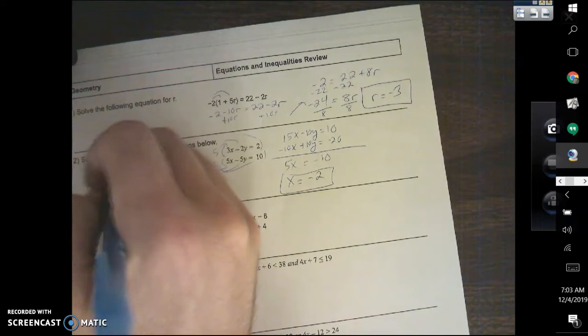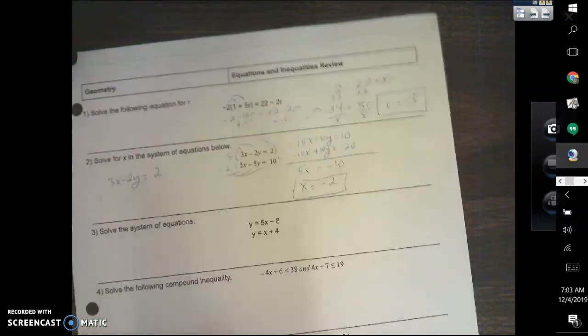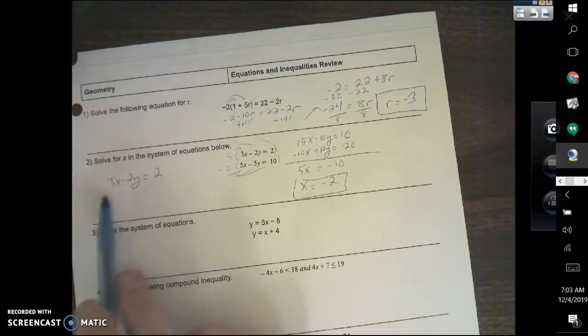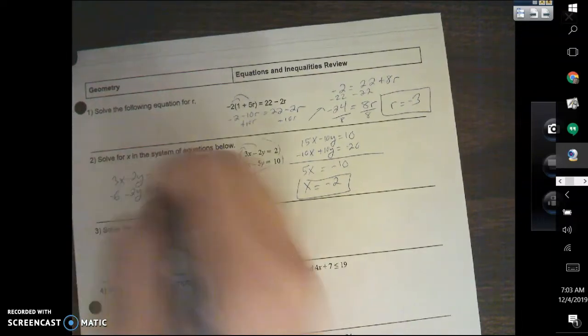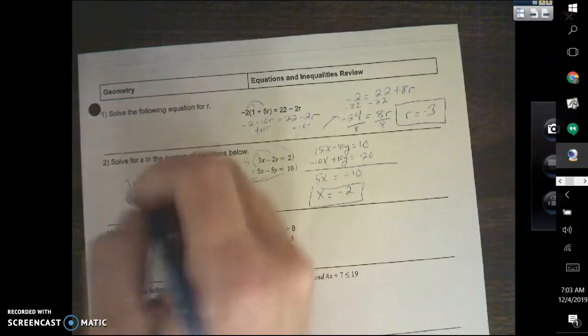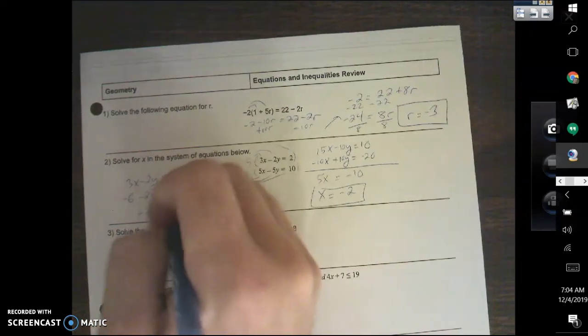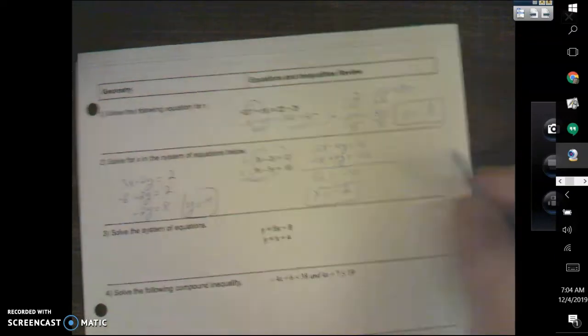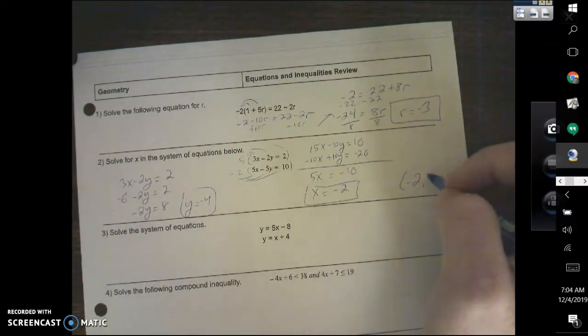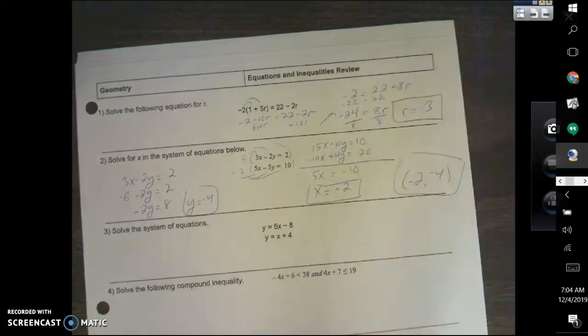So 3x minus 2y equals 2. Plug -2 in for x. 3 times -2 is -6. Add 6 over. Okay, divide by -2. Alright, there we go. So -2, -4, good stuff.